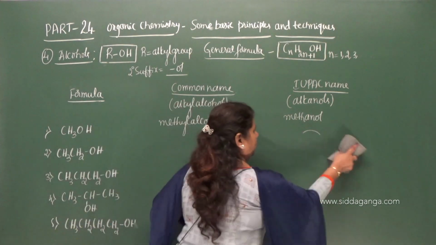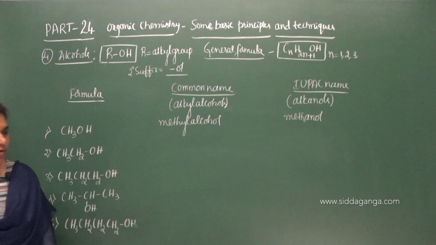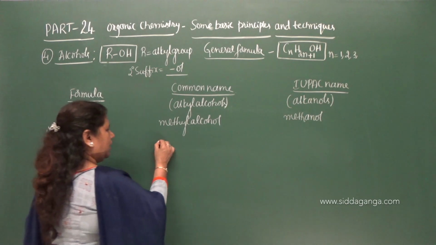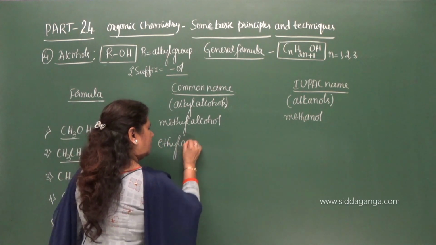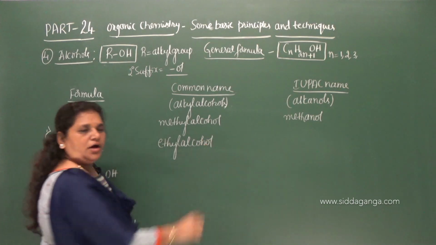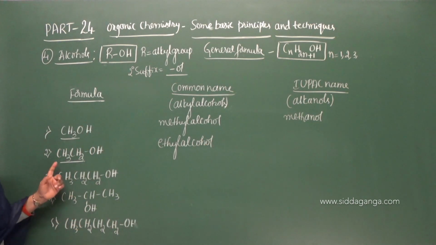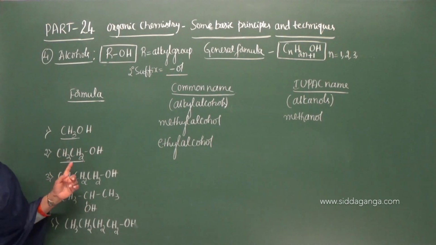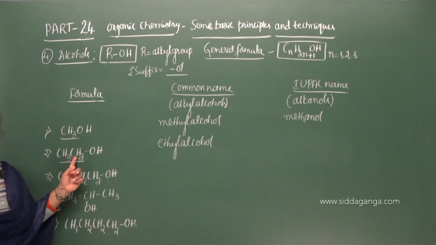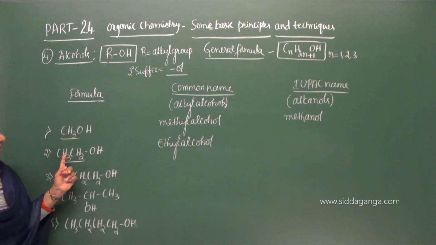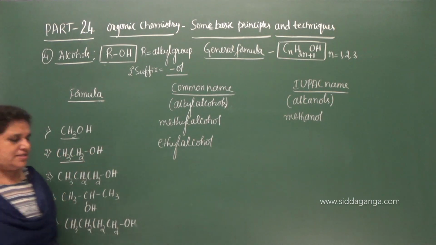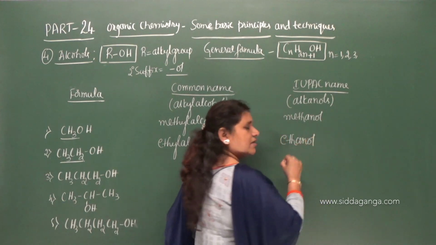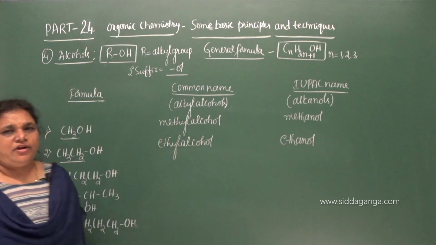Now move on to the second compound. The alkyl group is the ethyl group, therefore it is ethyl alcohol. Ethyl alcohol is the common name. What is the IUPAC name? 2 carbon atoms are there. For 2 carbon atoms, the root word will be eth, and there is a single bond between the carbon atoms, therefore it is ethane, and ol is the secondary suffix, and hence the name will be ethanol. Ethanol is the IUPAC name of the given compound.